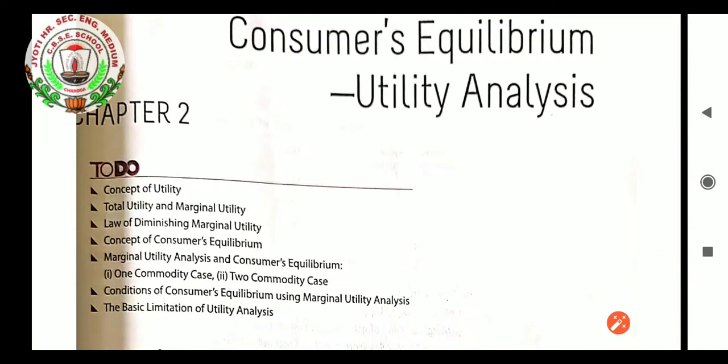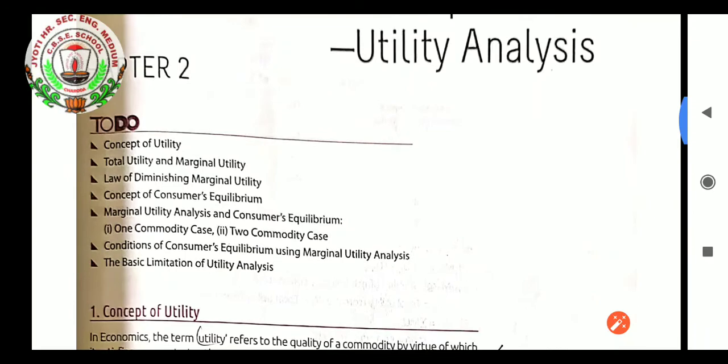So in consumer's equilibrium, here we will learn how the consumer fulfills his demand with the income he has. That is considered as consumer's equilibrium utility analysis. In this chapter, the objective is to make the student know what is utility, what is total utility and marginal utility, what is the law of diminishing marginal utility, what is the concept of consumer's equilibrium, and what is marginal utility analysis and consumer's equilibrium.